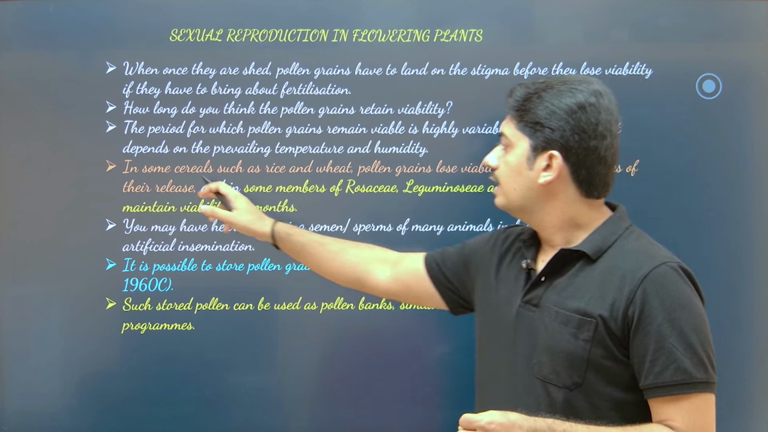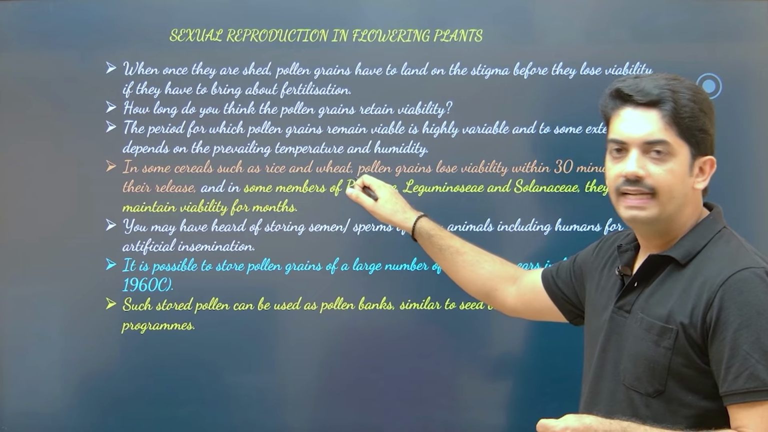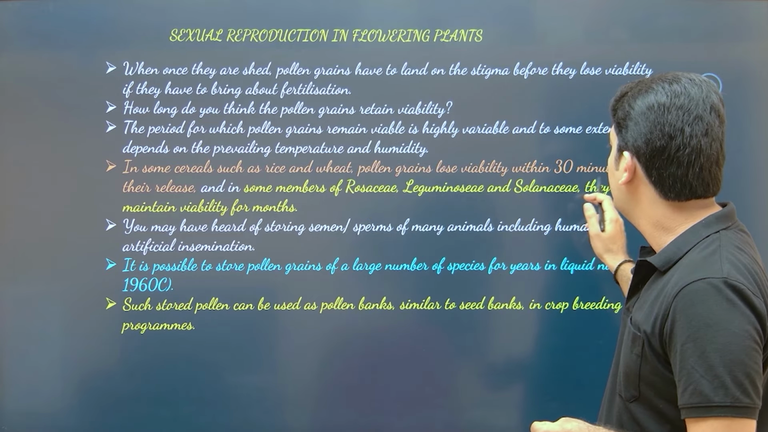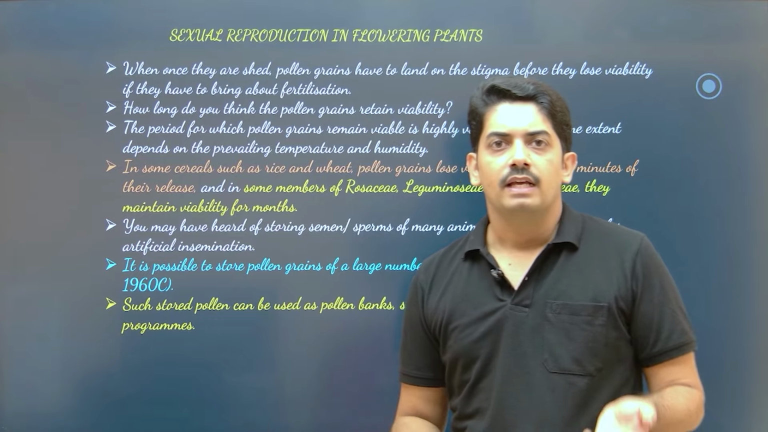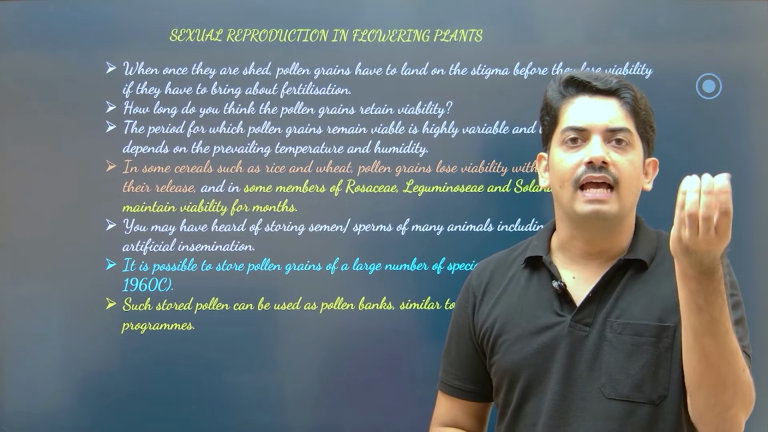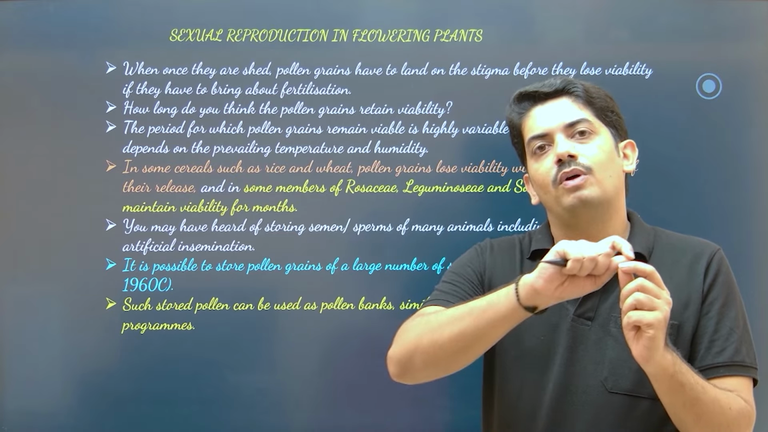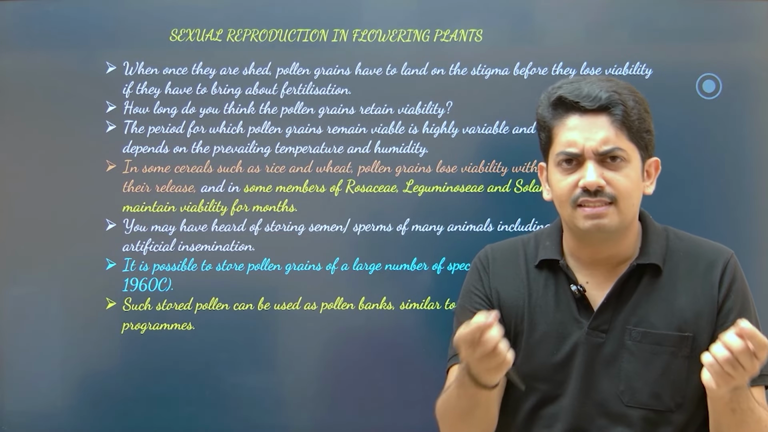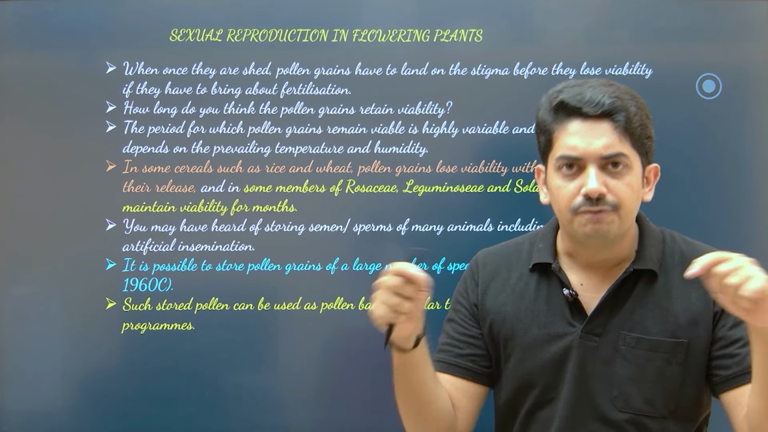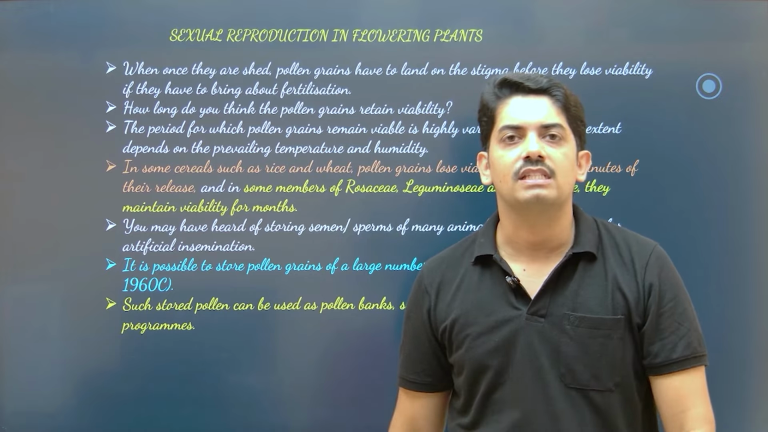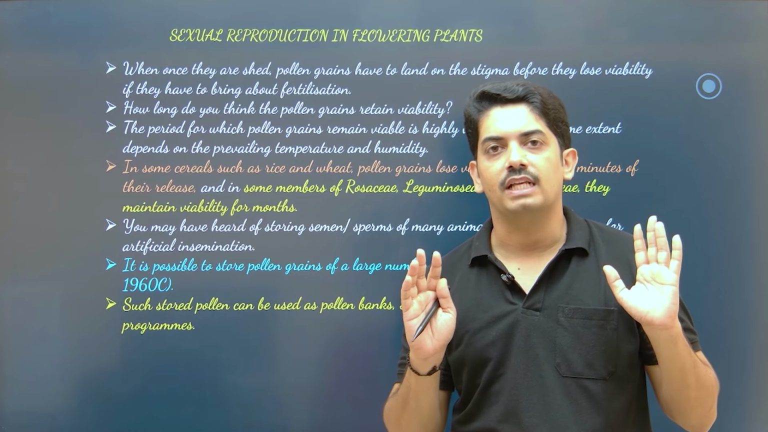Example is cereals like rice and wheat, where pollen grains have viability up to 30 minutes. As soon as the flower shows anthesis, when the flower blooms, pollen grains have viability just for 30 minutes. Before that, it has to reach the stigmatic surface and pollination should take place.